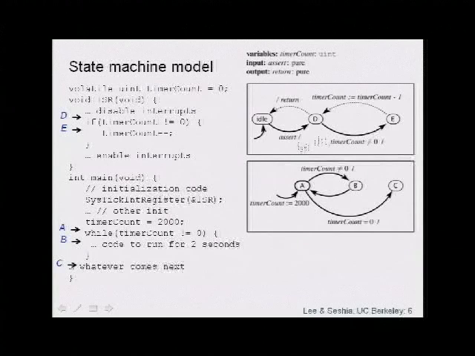All right. So that's the state machine model, and the thing to note here is that the shared variable between both of these state machines is timer_count, and the output is this pure signal called return, which indicates that the ISR has returned. All right? Any questions about this model?